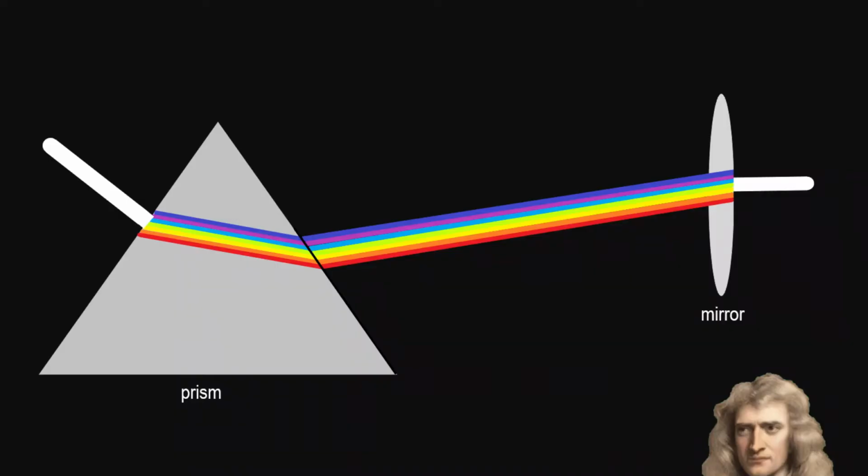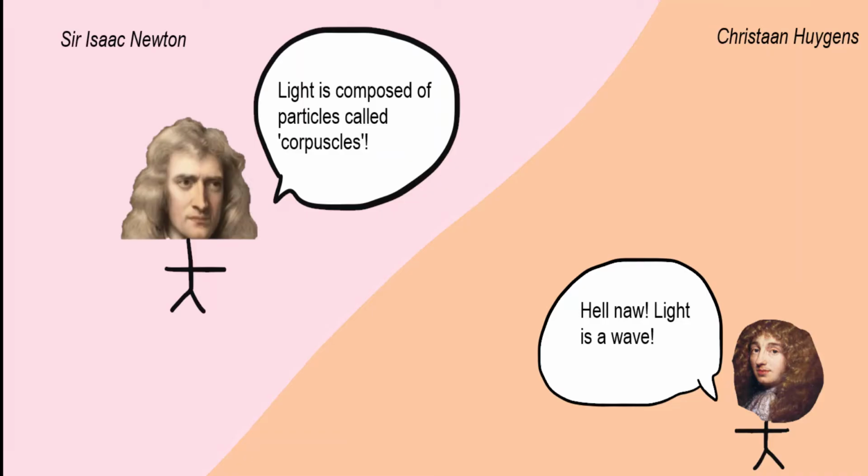And around the same time, Sir Isaac Newton conducted an experiment through which he showed that white light can be split into the rainbow using a prism, and that rainbow could be turned back into white light using a mirror. To explain such behaviors of light, two guys created their own models, Newton himself and Christian Huygens.